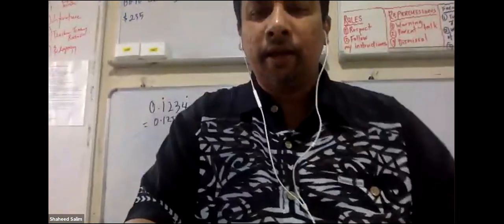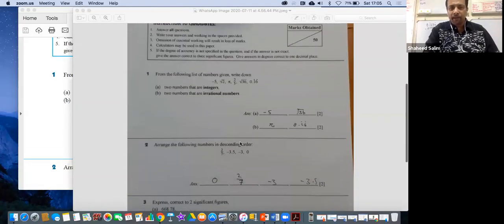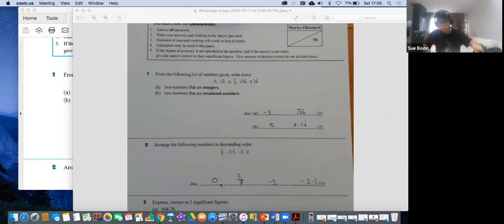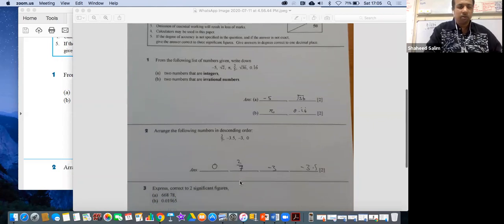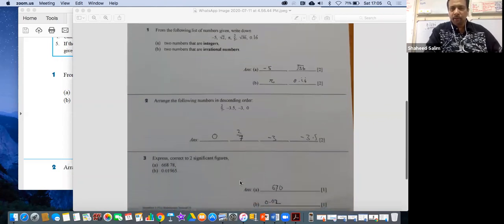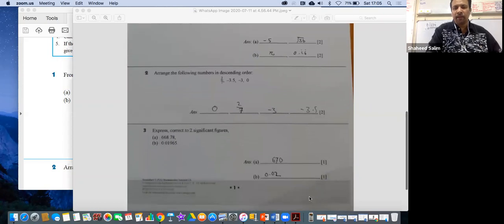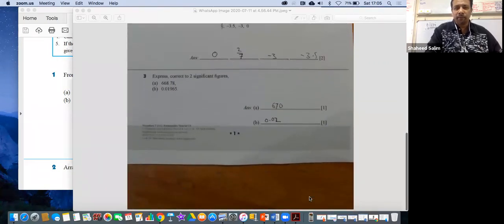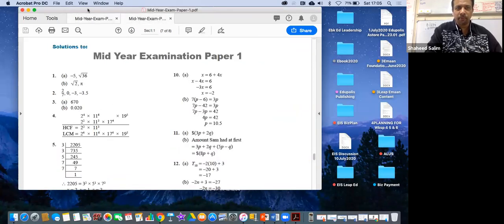So far you have done all right. So this is all correct. In descending order, descending is from big to small. This is lesser than this, correct? Well done. This is correct also. So far all correct. Now it says express to two significant figures. 670, correct. Two significant figures. Correct. Well done. Let me see now. Oh, yeah, we finished with this. Just hold on. Let me just double check.